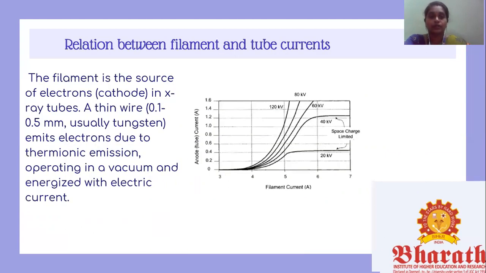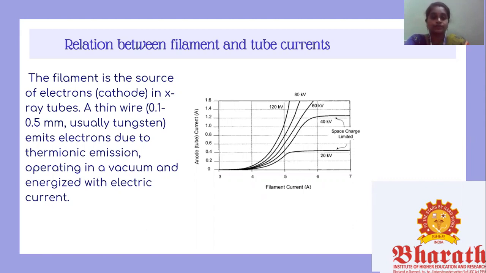So next we can see the relation between the filament and the tube currents. As you can see in the diagram, the filament is a source of electrons in the X-ray tube. It is like a thin wire which is around 0.125 mm. Usually tungsten is used, which emits electrons due to thermionic emission, operating in a vacuum and energized with electric current.